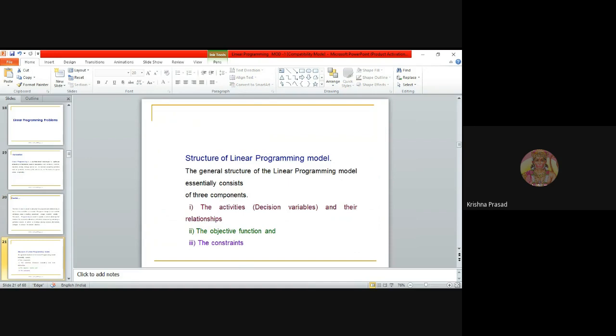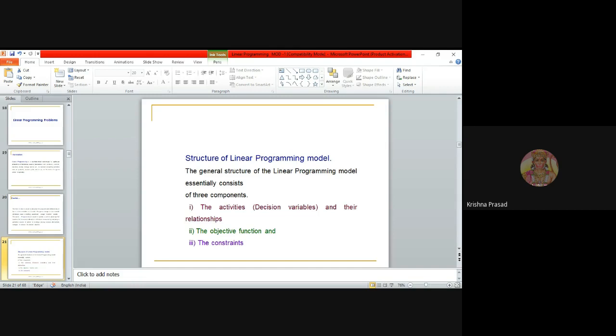Next one, structure of linear programming. As I told you, we have 4 steps. Step number 1, the activity decision variables which you want to make. For example, when a particular name is given, we call that one a decision variable, which is going to be used. That is called x1 and x2. Decision variables are x1, x2, or x1, x2, x3. All these things are there in decision variables. So it can be two variables or more than two variables.